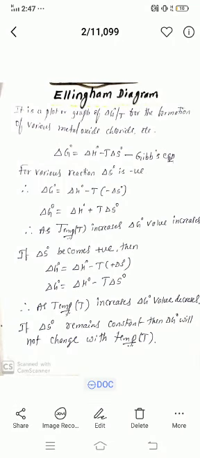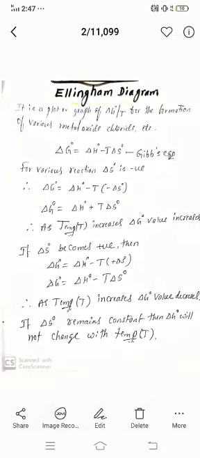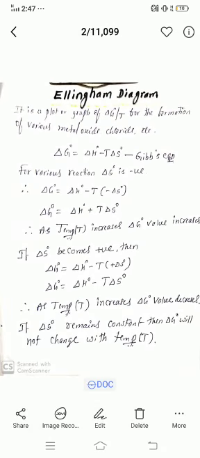Good morning, students. Today I am going to explain about Ellingham diagrams. This is there in the metallurgy chapter. Remaining concepts, beginning with extraction of iron and all that. What I wanted to explain about is the Ellingham diagram.